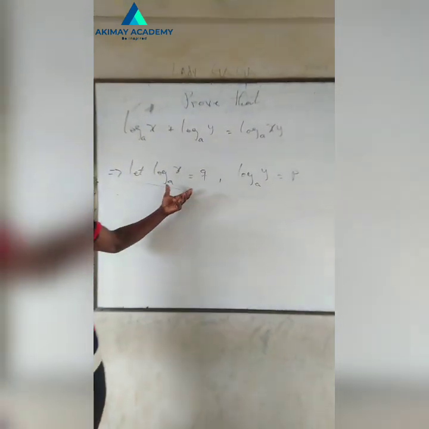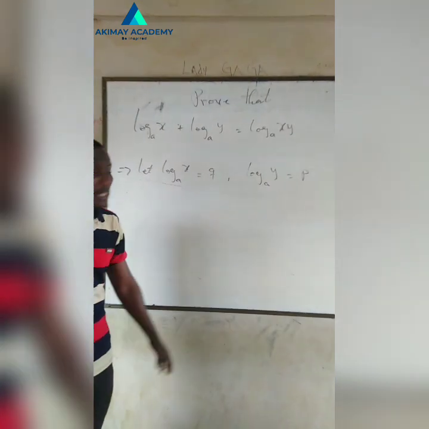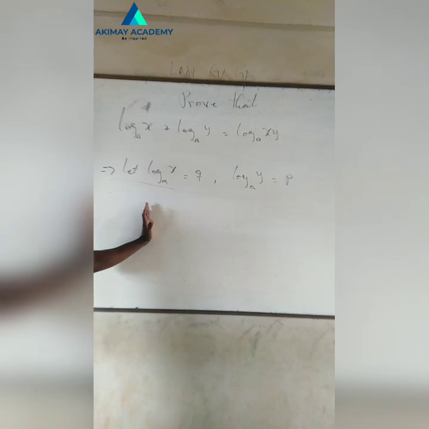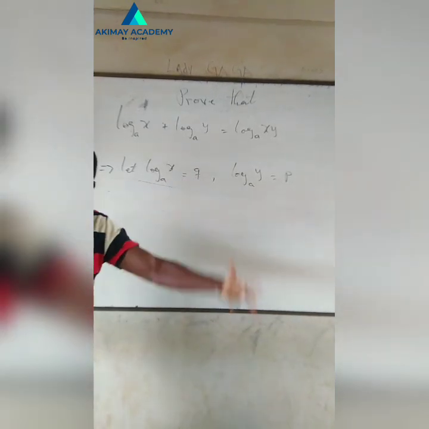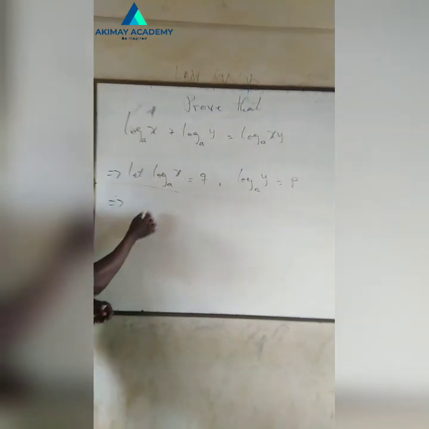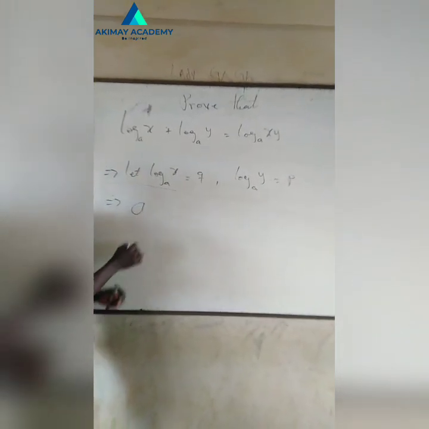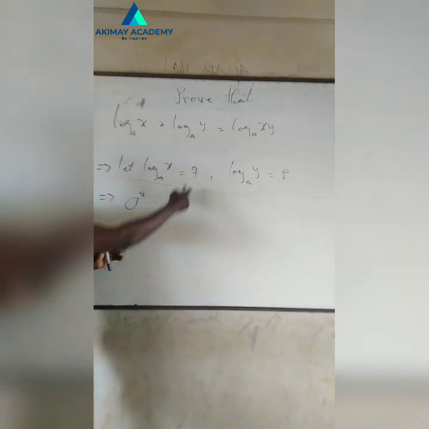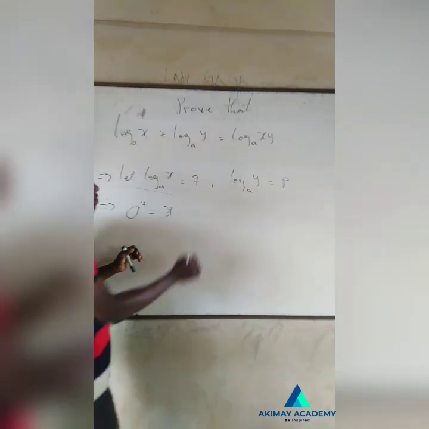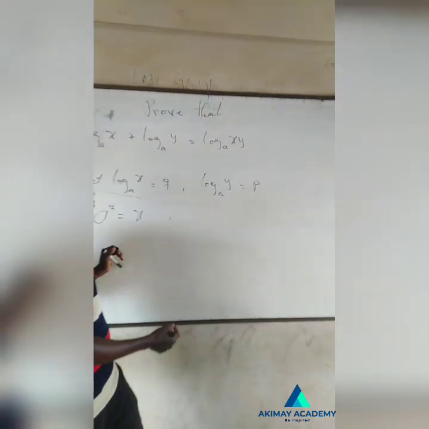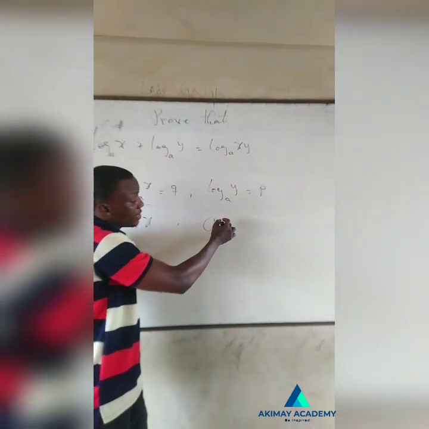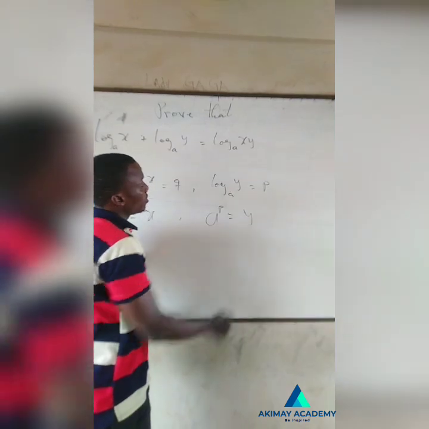Now at this point, let's convert each of them to indices. As we stated earlier, the base in the logarithm is the same as the base in indices. The answer of the logarithm becomes the exponent in indices, and the value becomes the answer. So we have the base a, exponent Q, equal to x. And the same approach over here: the base is still a, the exponent is P, and this is equal to y.